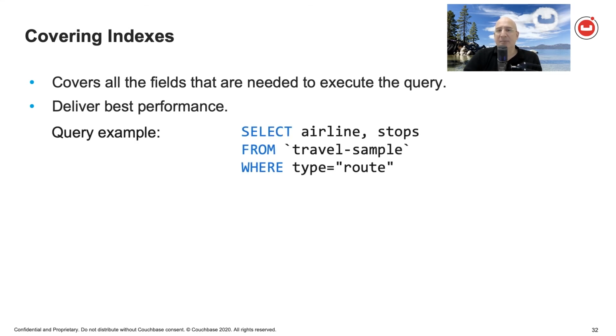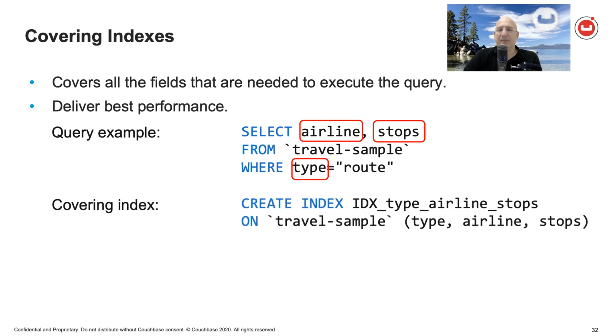So let's see an example. Here's a query that fetches the airline, the number of stops of all the routes in the travel sample bucket. In order to create an index that will cover all the fields for this query, the index needs to cover the airline field, the stops field, and the type field. So let's create a covering index for this query. Notice it covers all the required fields.